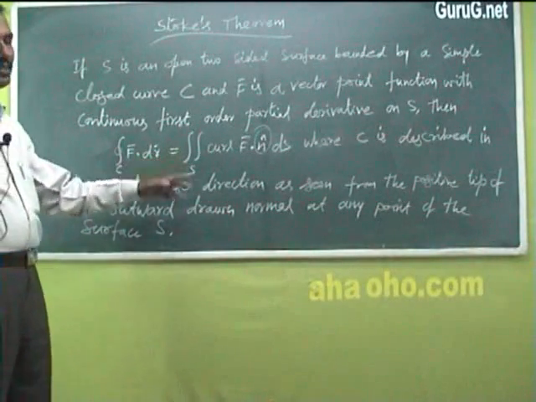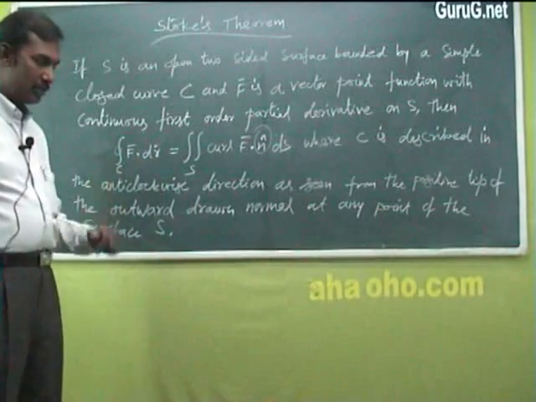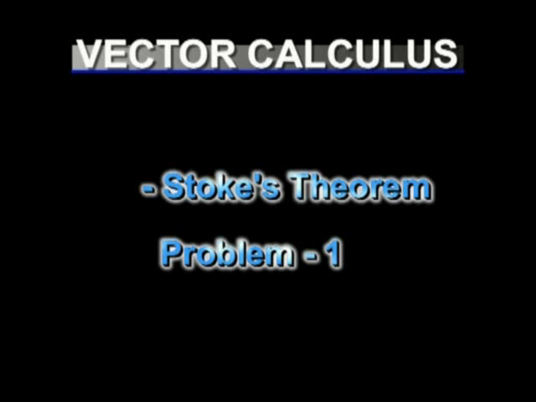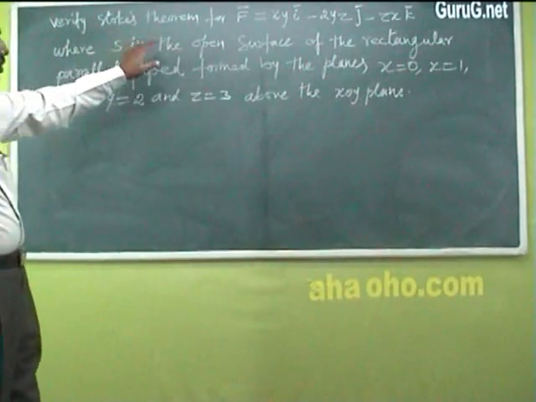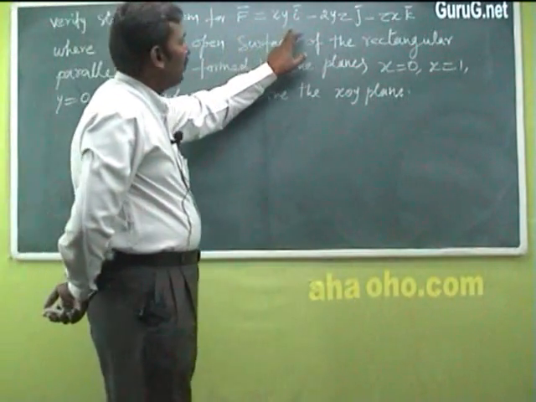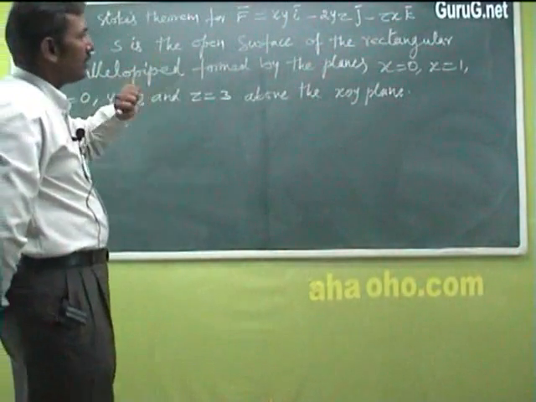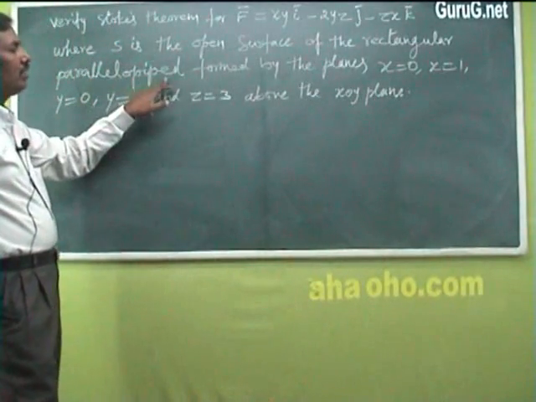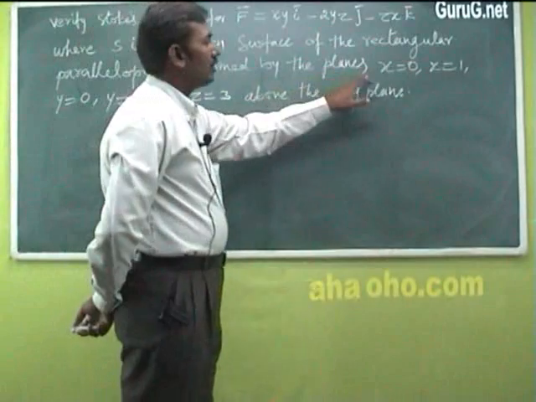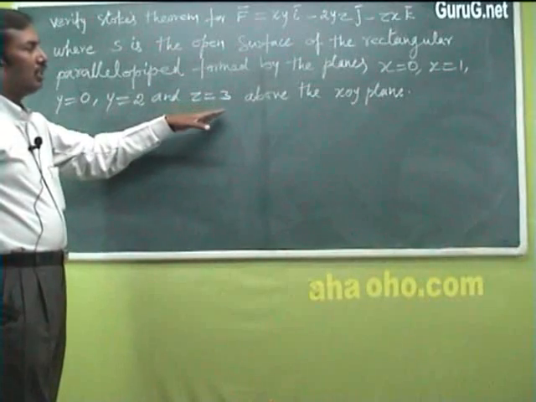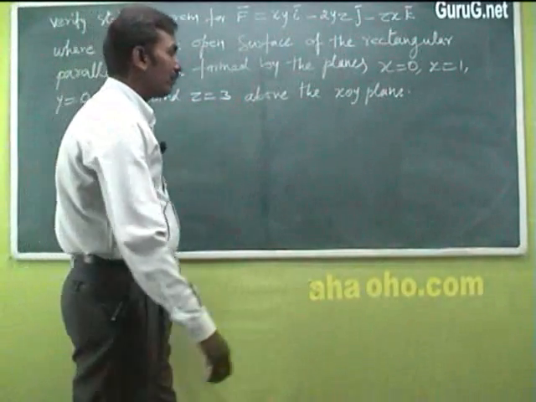Okay, I have to verify these results, where C is the boundary of either a cube or cuboid. Okay, now see this problem. Verify Stokes theorem for F vector equal to xy i minus 2yz j minus zx k, where S is the open surface of the rectangular parallelepiped formed by the planes x equal to 0, x equal to 1, y equal to 0, y equal to 2 and z equal to 3 above the xy plane.